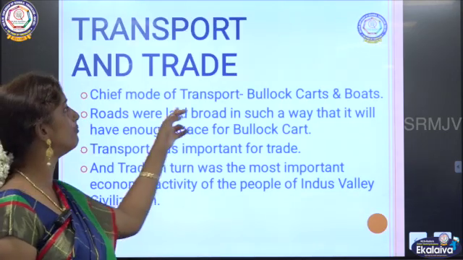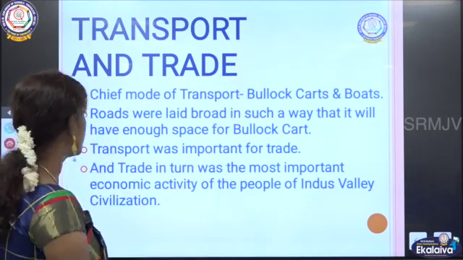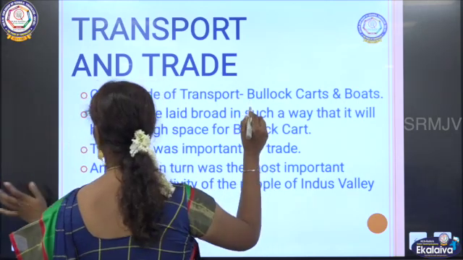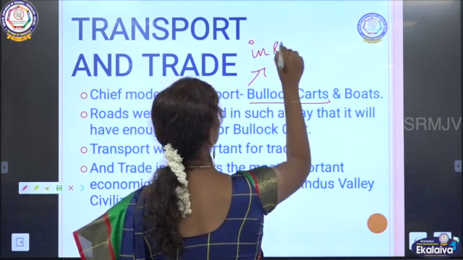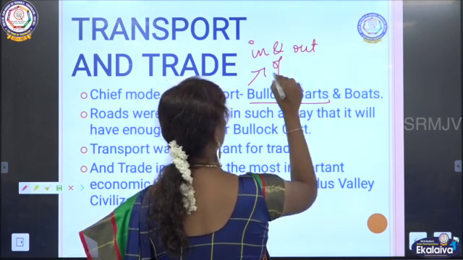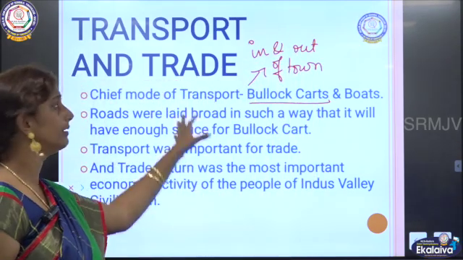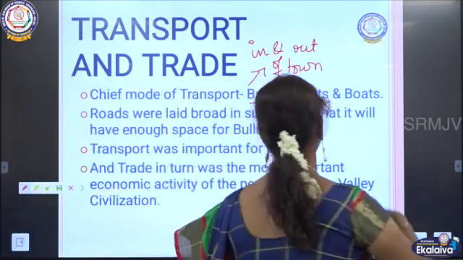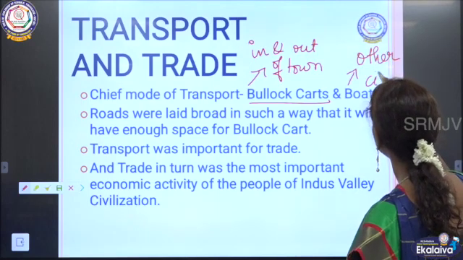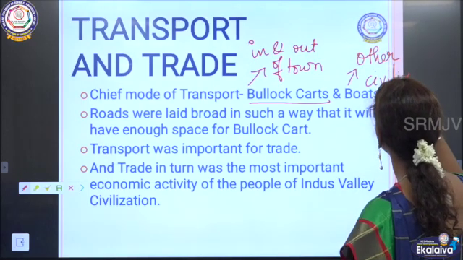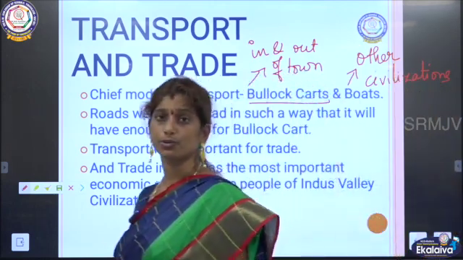So, here you can see the chief modes of transport were bullock carts and boats, which means bullock carts were used in and out of town, right. In and out of these Harappan towns, the bullock carts were used. And what about the other places? To reach other civilizations, they used boats, right. To reach Egypt or Mesopotamia, they used boats, right.